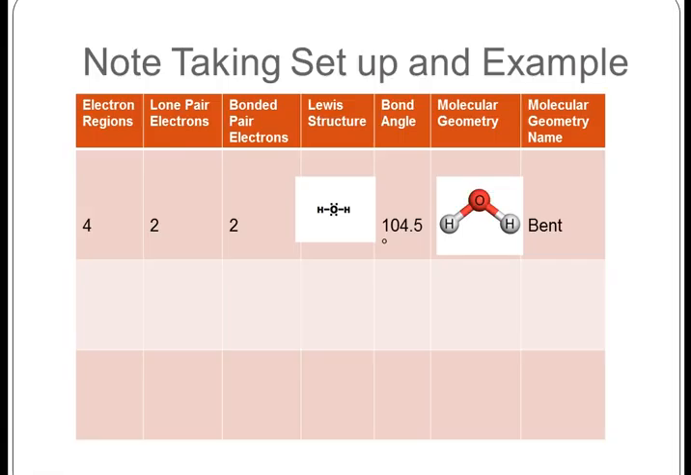So the example I have here is water, which has 4 electron regions. It consists of 2 lone pair of electrons. And you can see that through the Lewis structure right here. So you have 2 lone pair electrons, and then you have 2 bonded pair of electrons. This is the bond angle that you'll get as you go through this presentation, and then also how to predict the molecular geometry and what is the name of each one of those. And so make sure that you create a table in your notebook and record all your information, because you're going to be responsible for knowing this.